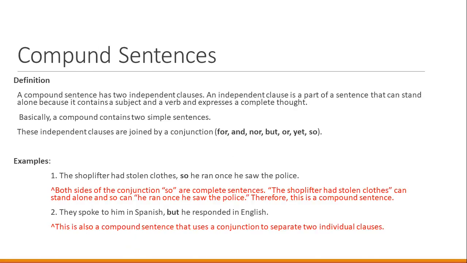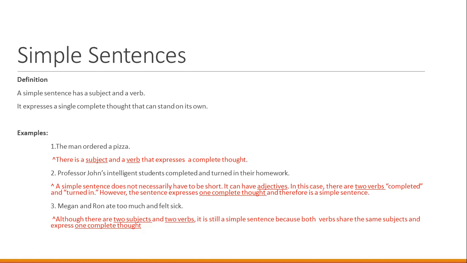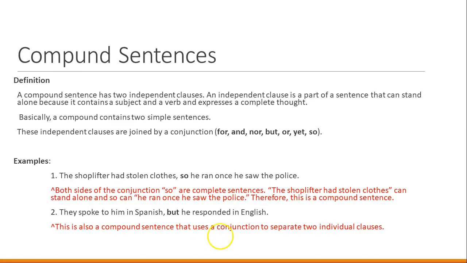Moving on to compound sentences, basically, a compound sentence is a simple sentence times two. So if you combine two of those sentences using a conjunction, FANBOYS: for, and, nor, but, or, yet, so, now you have two simple sentences combined with a conjunction. So what you have is a compound sentence.